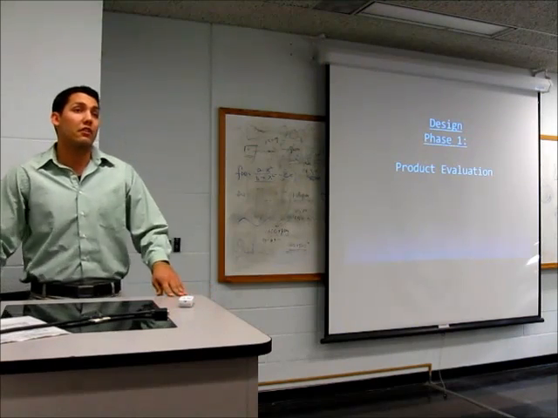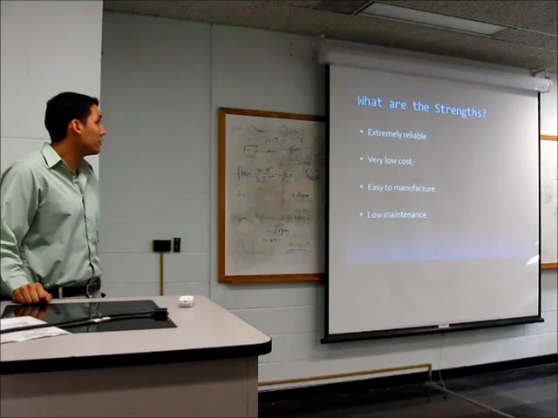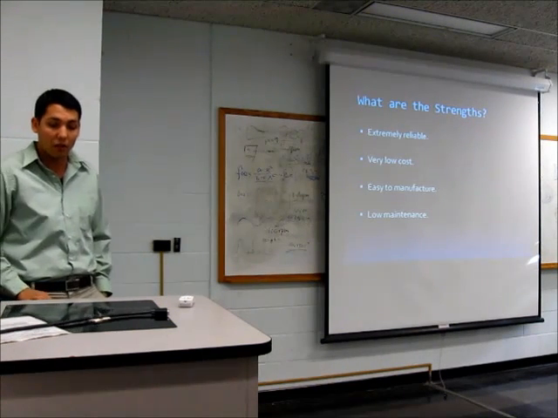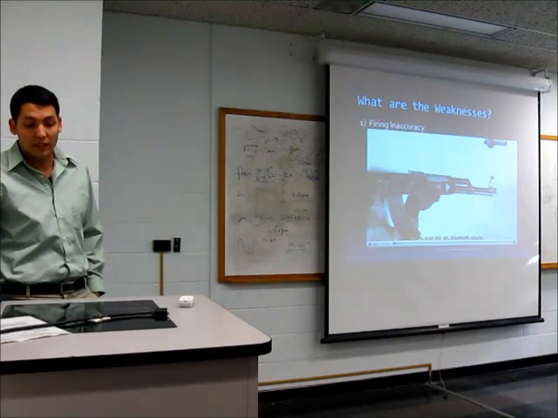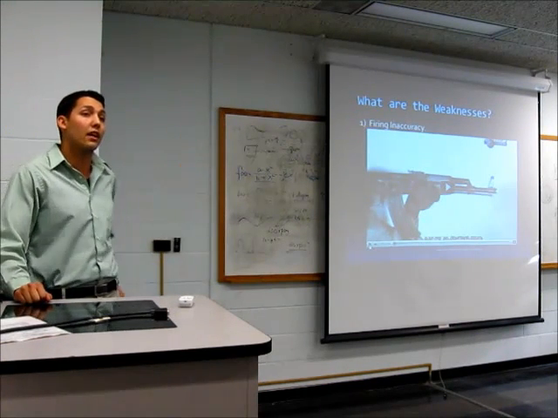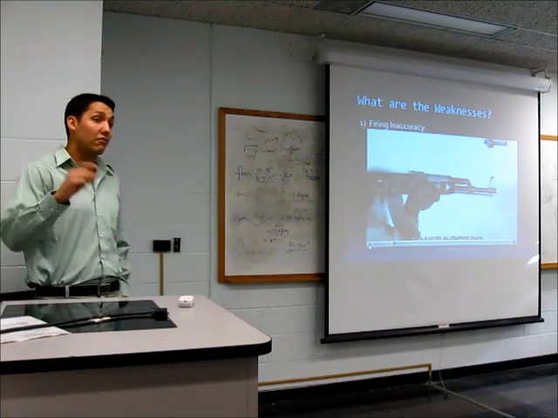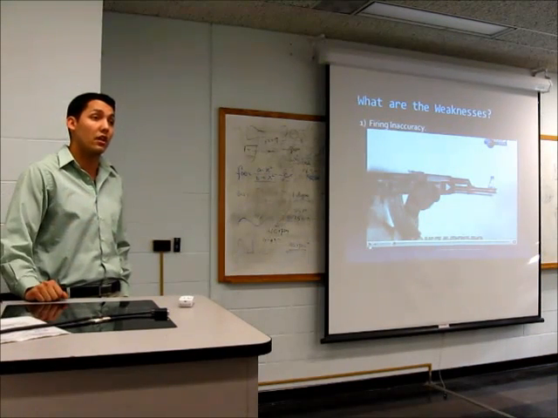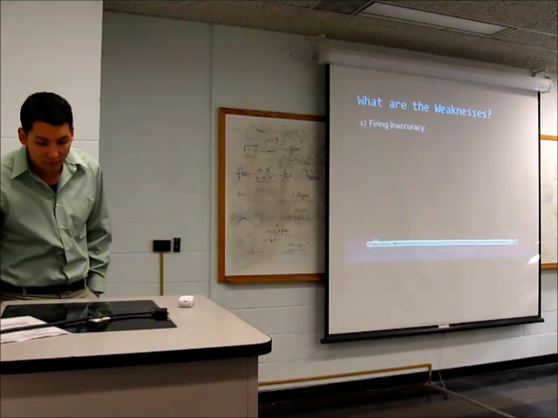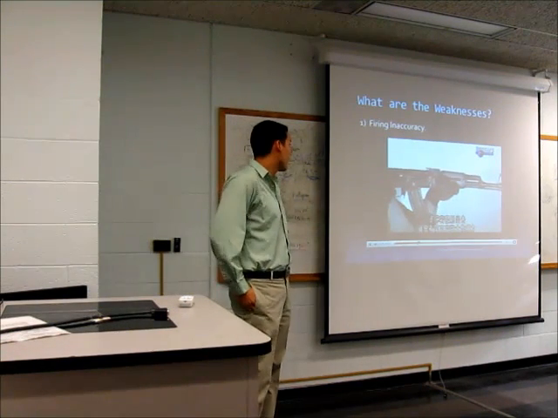Product evaluation, the first phase of design. What are the strengths of an AK-47? It's extremely reliable, very low cost, easy to manufacture, and has very low maintenance. What are the weaknesses? Here in this video, what you'll see is bending of the barrel. It's made out of flimsy, cheap material, and this actually can cause chipping in the barrel and flexing of the barrel, which creates inaccuracy of the weapon. So here, you can see as it shoots, there's a little bit of a bending in the barrel.